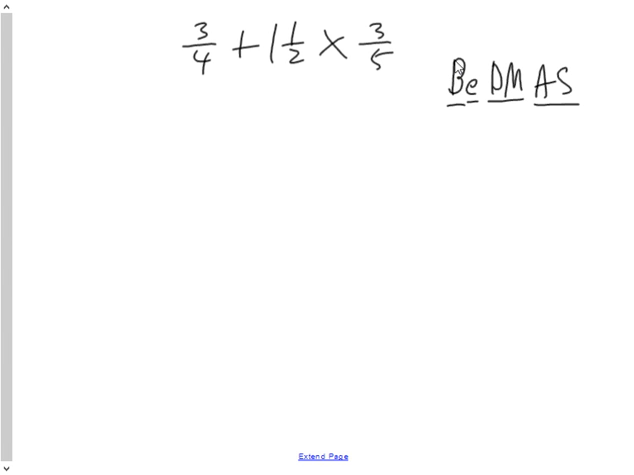The first one we have here is our multiplication. So I am going to write 3/4 plus, and I'm going to bring it down just a little bit here. I'm going to keep it right there. And then I'm going to figure out what this 1.5, which is a mixed fraction, or improper, is: 3/2, multiplied by 3 over 5. Multiply that out, I'm going to get 9 over 10. So here I've shown my work for what the product of 1.5 and 3/5 is right underneath it.